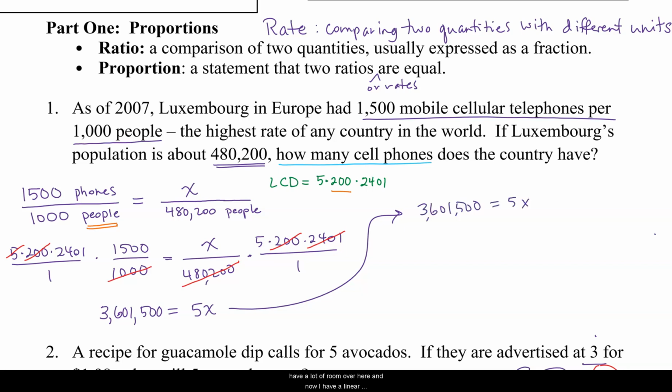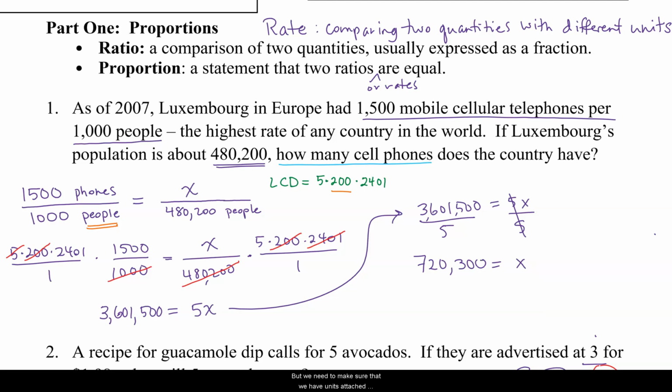And now I have a linear equation. I can solve for x. So I can divide by 5 to get x by itself. And then on that calculator, divide that by 5. 3,601,500 divided by 5 is 720,300. And that's our answer.